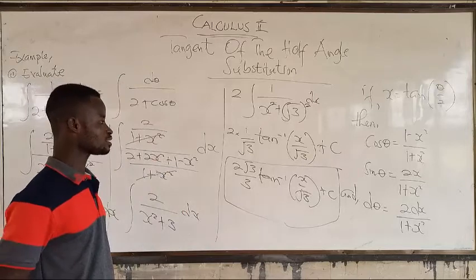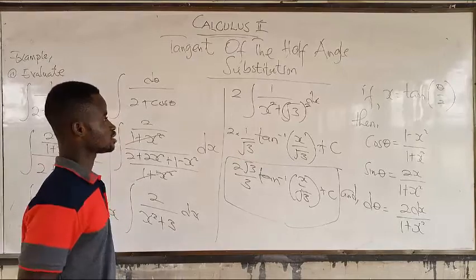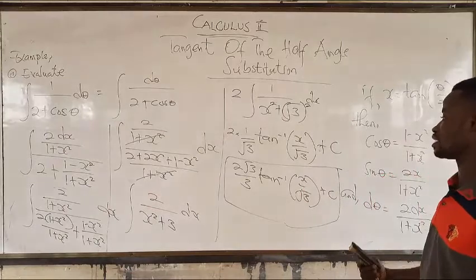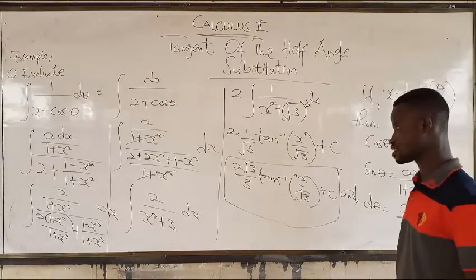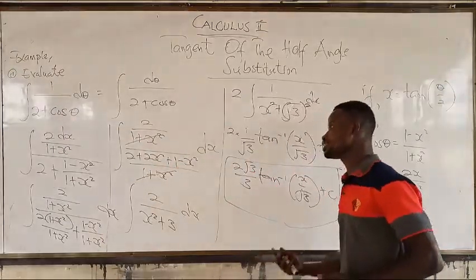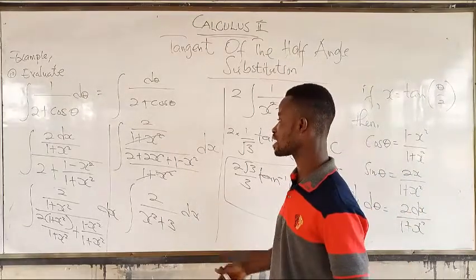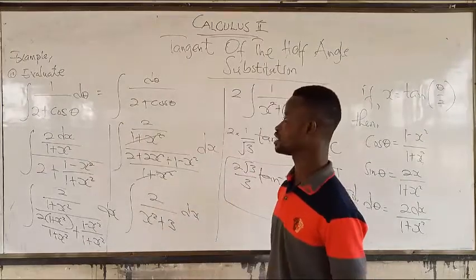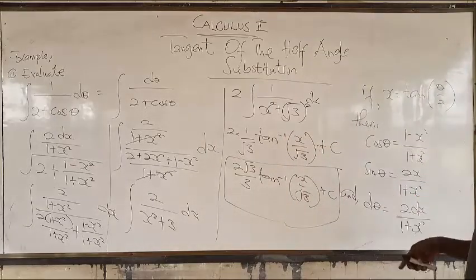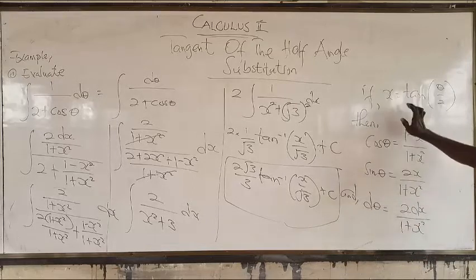Alright. But there is something that you need to take note of. Don't forget that the question, we were not given the question in terms of x. It was in terms of theta. So for us to do the substitution and to integrate with respect to x, that is why we changed it to this form and now take the integration with respect to x. So we have to bring it back. That is why you need to know not only this, but also this.